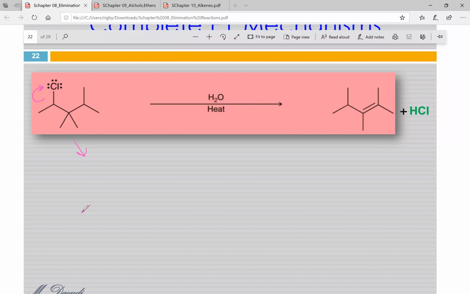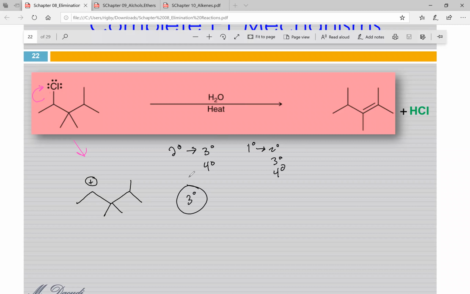So we end up with this guy right here. And so we can see that we have a secondary carbocation. Whenever we have a secondary carbocation and it's next to either a tertiary or a quaternary carbon, it's going to do a shift. Similarly, if we have a primary carbocation, which we probably won't too often, but if it has a secondary, tertiary, or quaternary next to it, it will do a shift. We do not generally do shifts with tertiary carbocations because they're already as stable as possible.